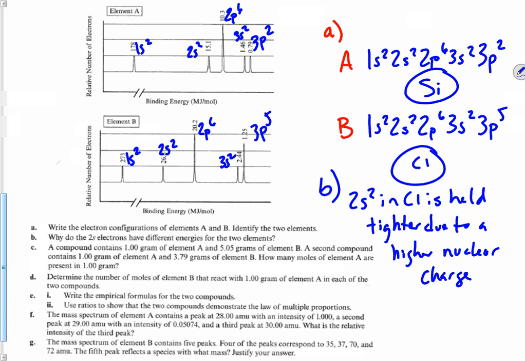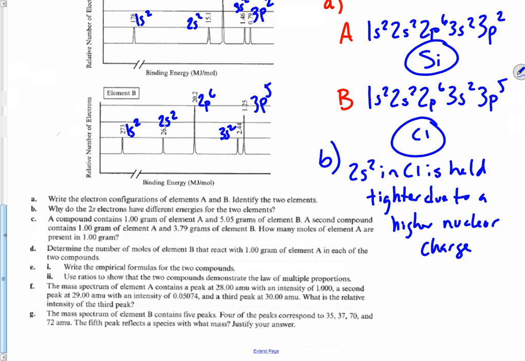Okay, so there's a lot of other questions on here, and I don't want you to get confused. Like it says, it contains 1 gram of the element and 5 grams of the other one. In the beginning, all you're needing to do on that one, and we're not going to spend a lot of time on that, is because you knew what element it was, you take 1 gram and divide it by its molar mass. What they're doing is setting it up eventually for some ratios coming down here. So, determine the number of moles of elements that react with 1 gram.